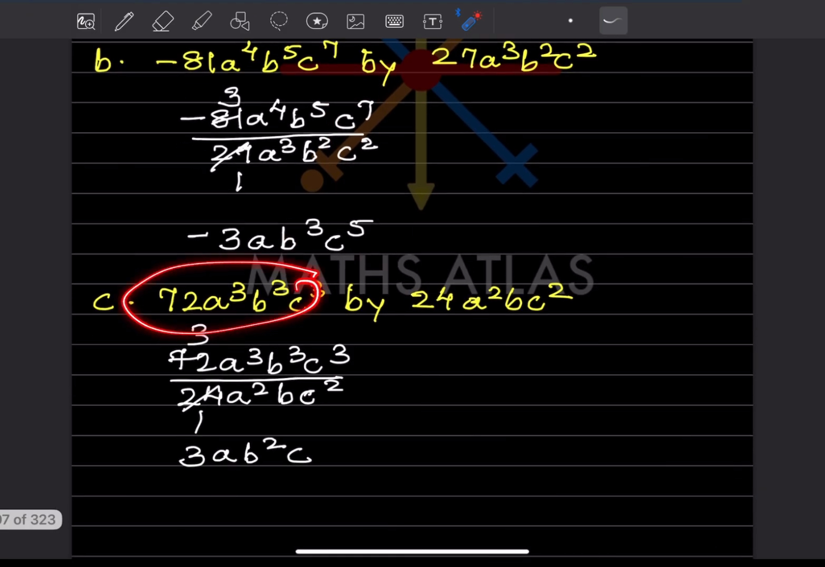Now this divided by this one. So 24 ones are 24, 24 threes are 8. So this is going to be 8. Now let us see for this a: 3 minus 2 is just a. 3 minus 1 is 2. And 3 minus 2 is just 1. That will be just c.